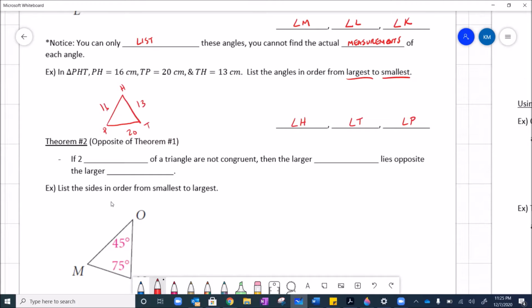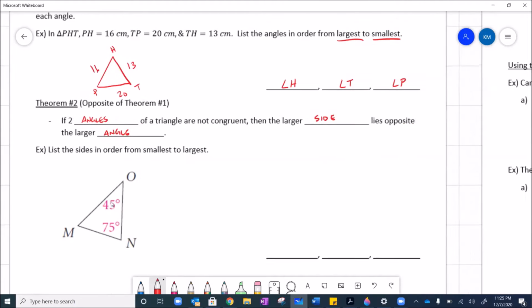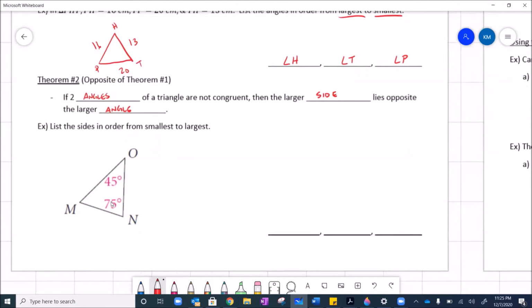It's kind of the same thing. If two angles of a triangle are not congruent, then the largest side lies opposite the larger angle. Basically the same thing we just talked about, but now instead of being given the side information, we're given the angle information. Here it says list the sides in order from smallest to largest.